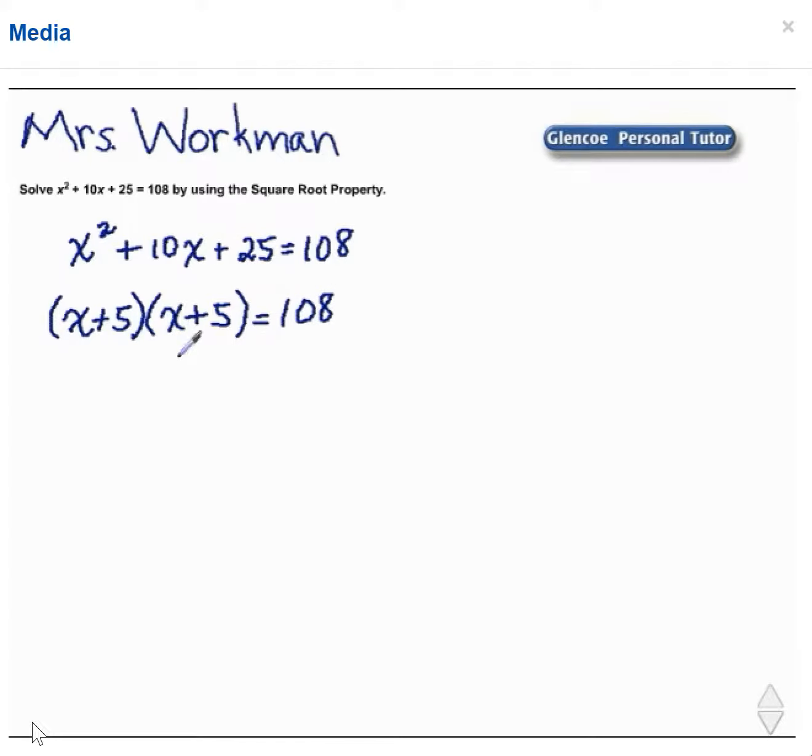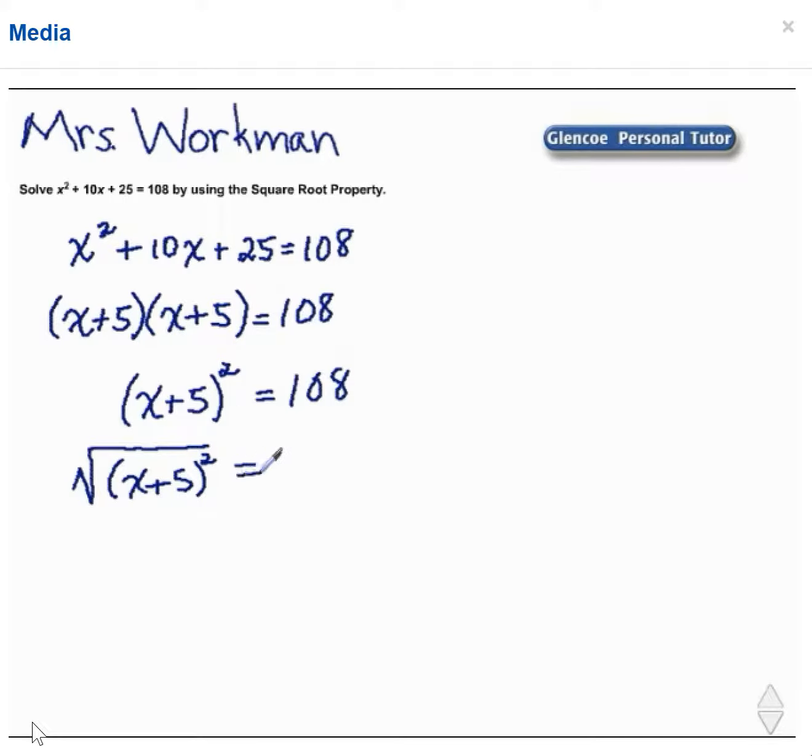Because both its factors are the same, I'm going to go ahead and rewrite that multiplication using an exponent. And it's right here that we're going to use that square root property. In order to solve for x, I'm going to have to undo this squaring. And to undo the squaring, I'm going to use its inverse operation, which is square rooting. And of course, if we take the square root of the left-hand member, then we need to take the square root of the right-hand member as well.